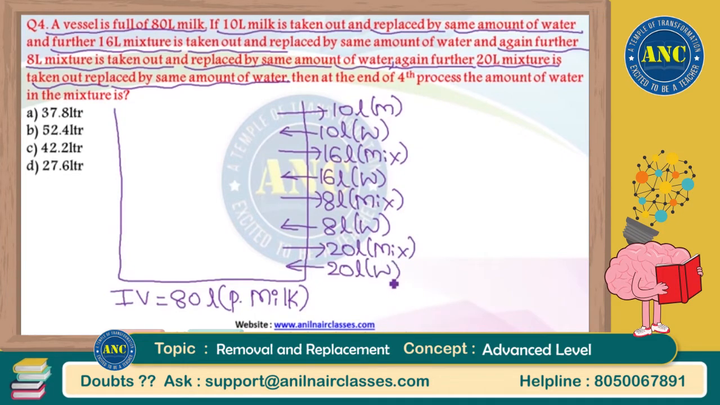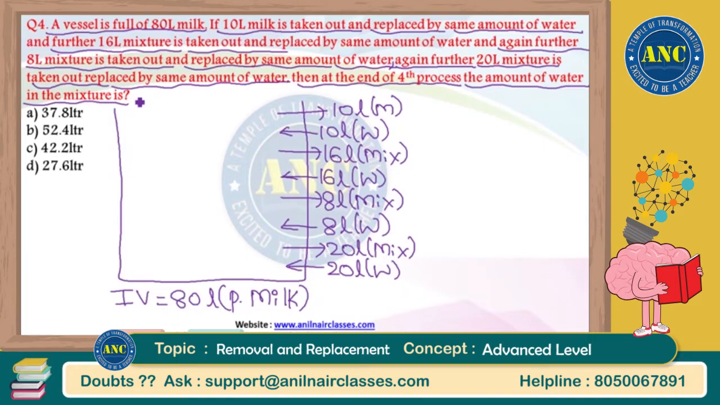Then your question says, at the end of the fourth process, after 4 steps are completed like this, that means 4 different steps. Taking out and adding is one step according to the question. At the end of the fourth process, how much water is present in the mixture? Now they are not asking what milk is present. They are asking what water is present.